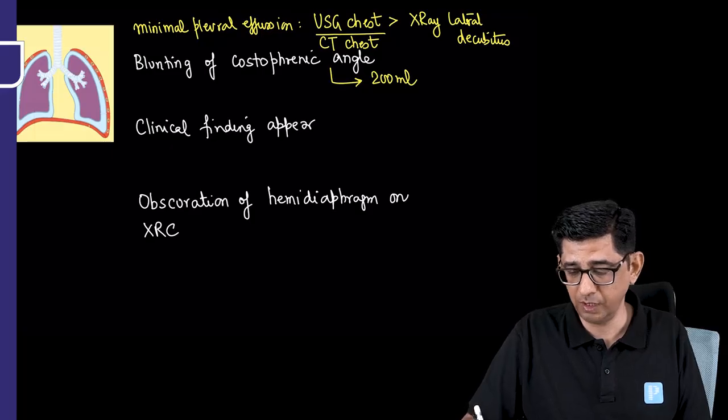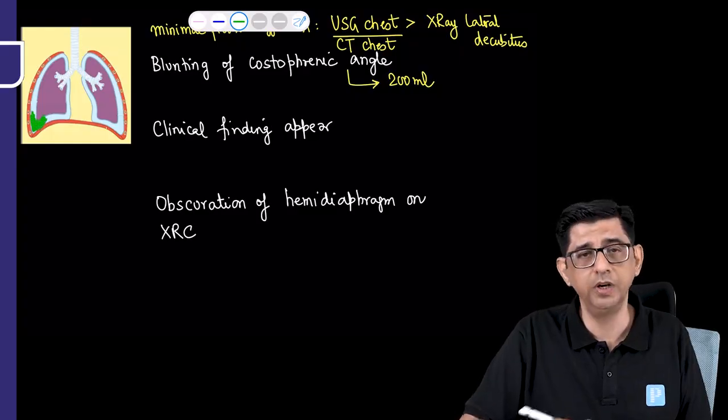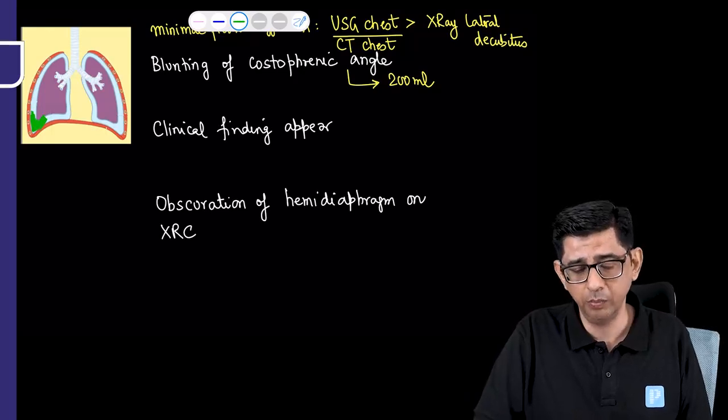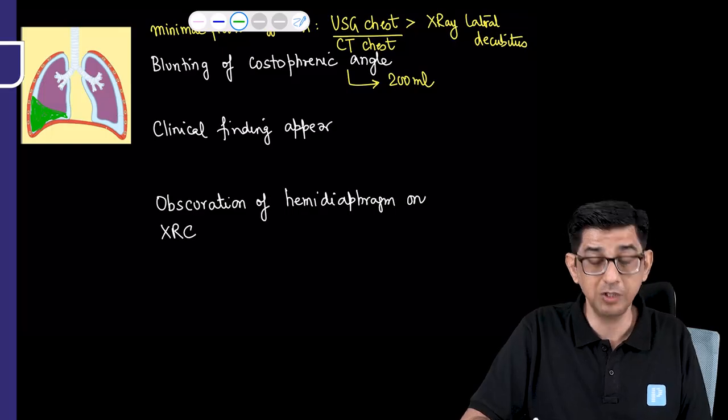So I'll just use a different color to highlight that. This is what I'm saying. I mean, the costophrenic angle will start getting obliterated, and then the fluid will keep on increasing. So let me now increase the amount of fluid here. I've tried to show a bit of concavity as well while I'm doing this shading. That is for the Ellis curve, which I was explaining to you.